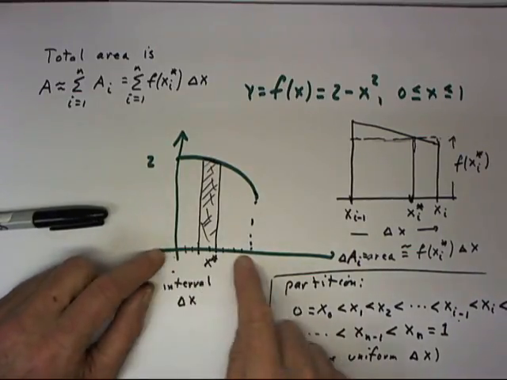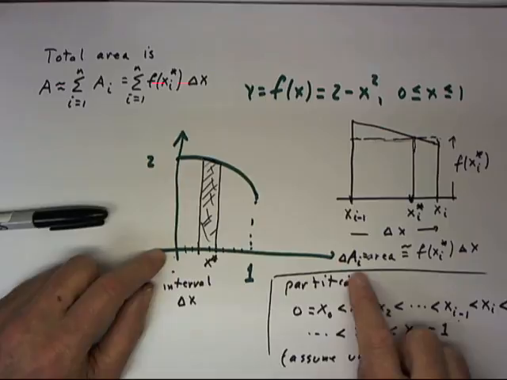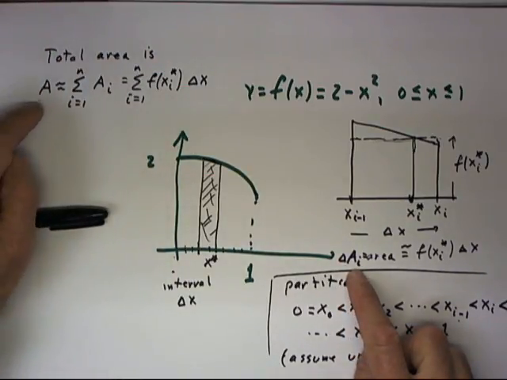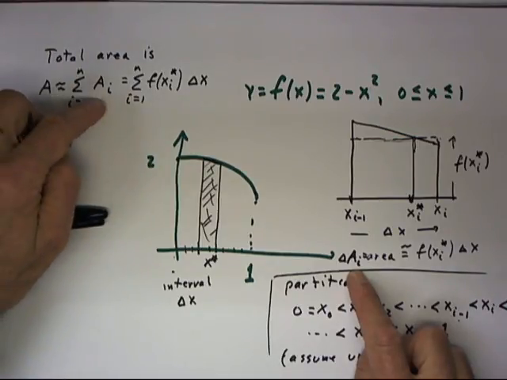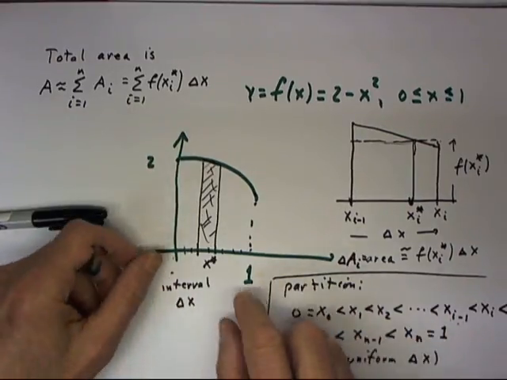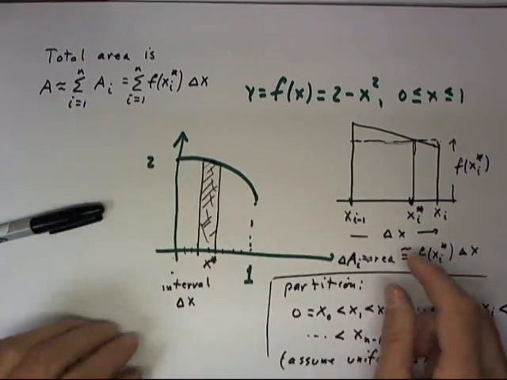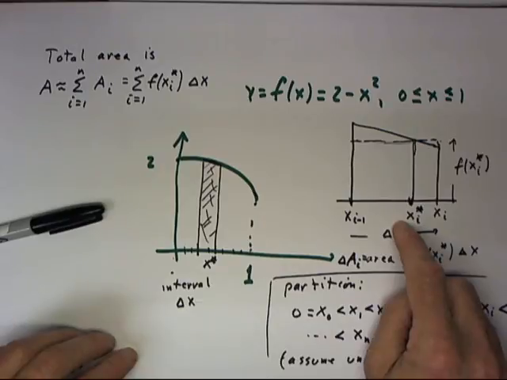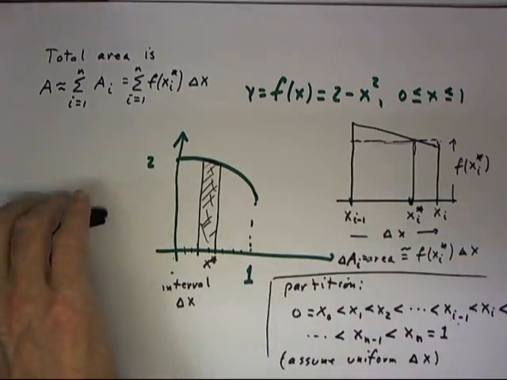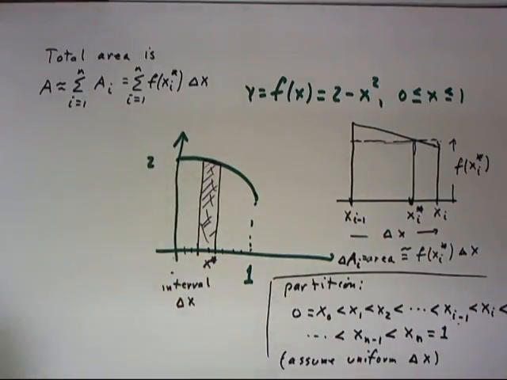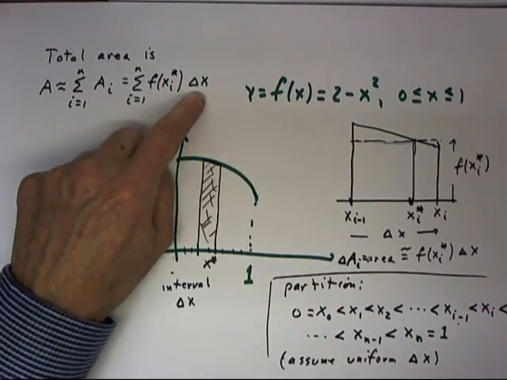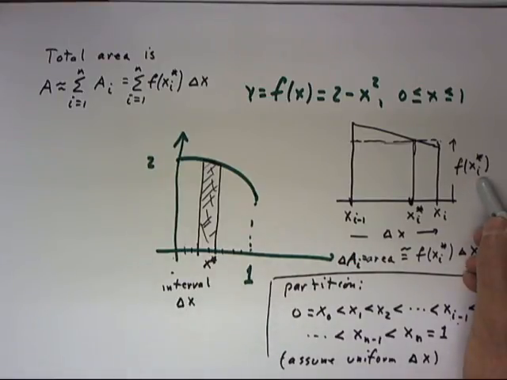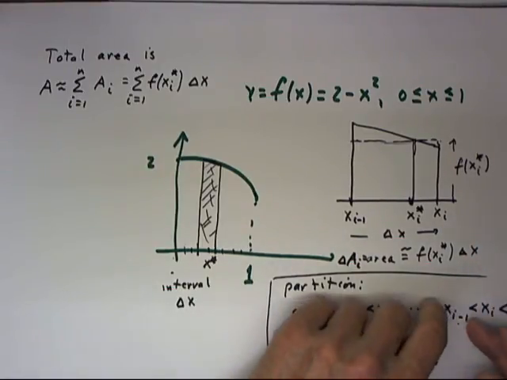The total area corresponding to this partition is the sum of all the delta A sub i areas. So we can write the total area A is approximately equal to the sum from i equals 1 to n of A sub i, adding up the n areas that we approximate in the same manner as this one interval. And of course that sum is then going to be the sum of the x sub i star times delta x. We didn't specify what i is. I could be any subinterval.